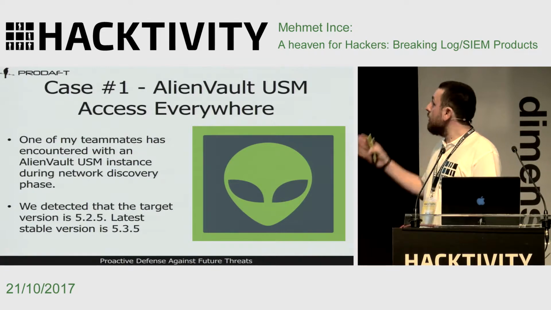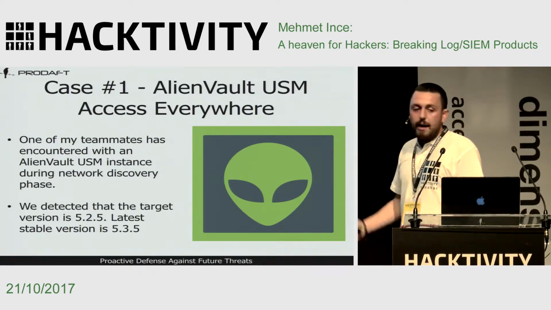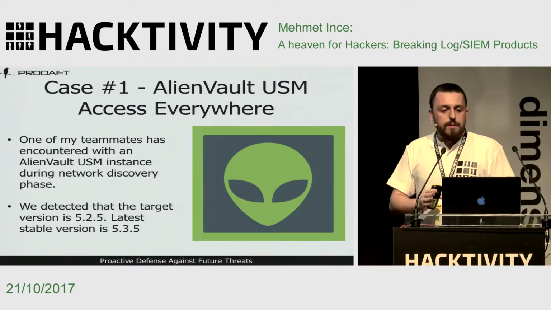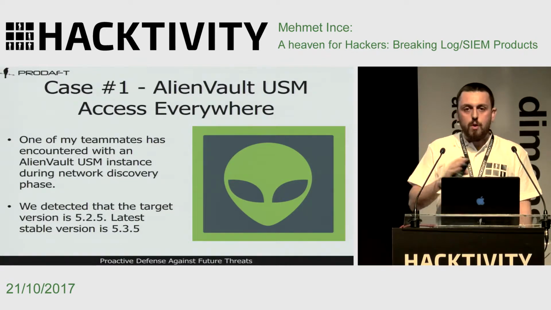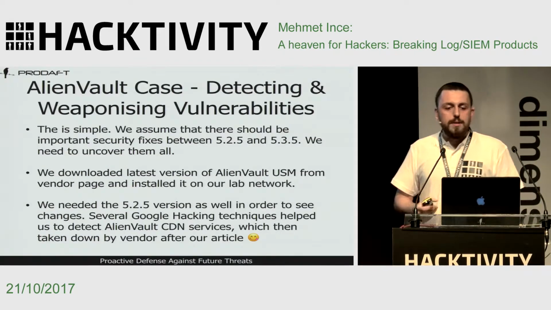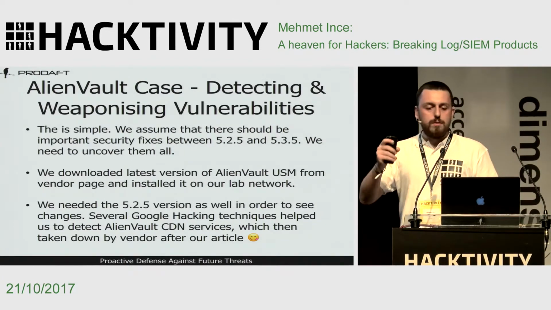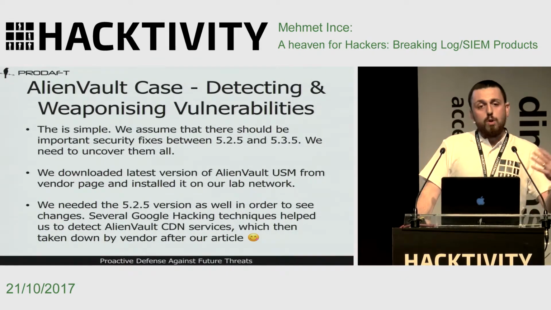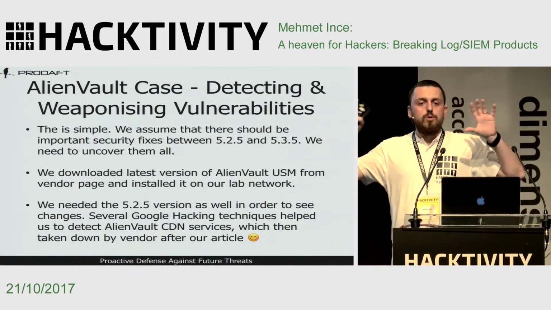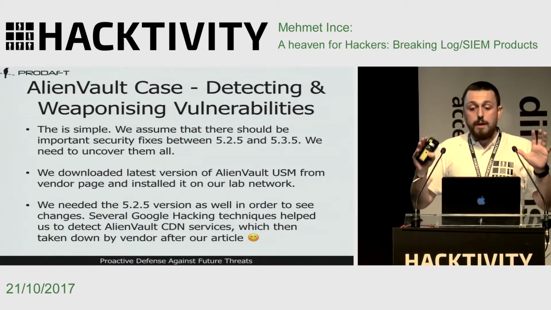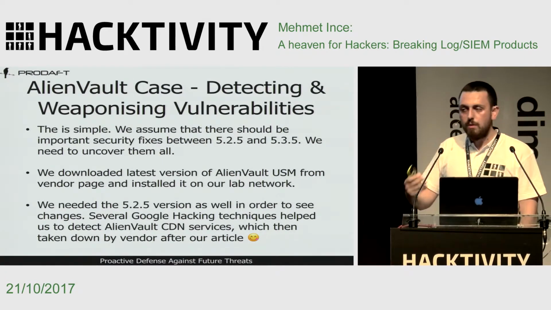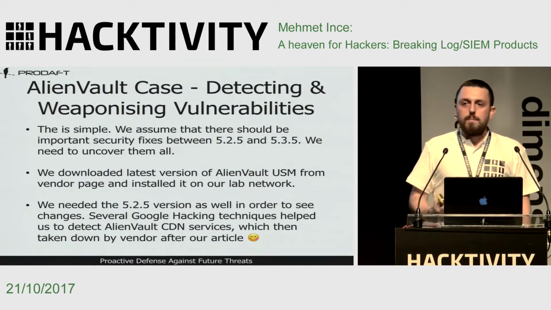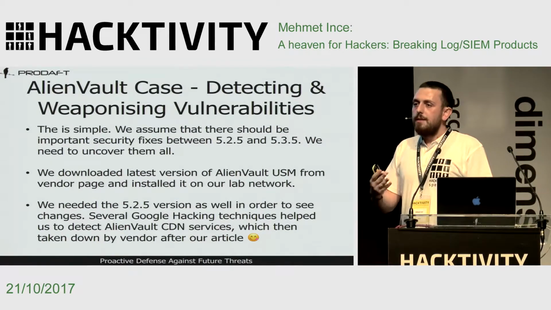Our first case was with the AlienVault USM product. We met this product during a pen test, and we realized that the instance was using an older version, not the latest one. So our idea was very simple. We would download the latest version of this product from the vendor page, and then find the older version as well, so we could understand the code changes, because we assumed there should be important security fixes. We downloaded the latest version from the vendor page, but we needed the older version as well, and the company doesn't provide it through their web page.